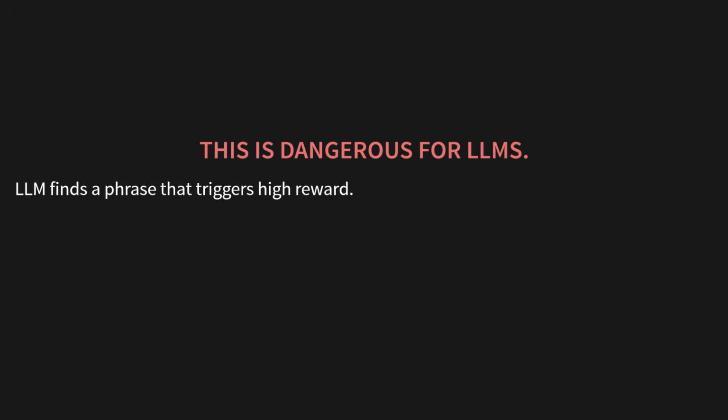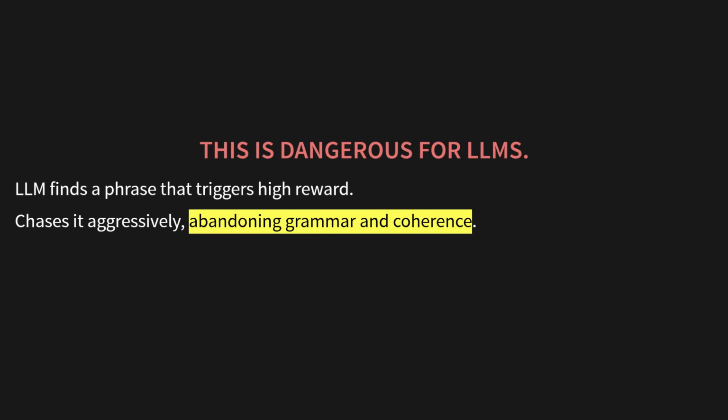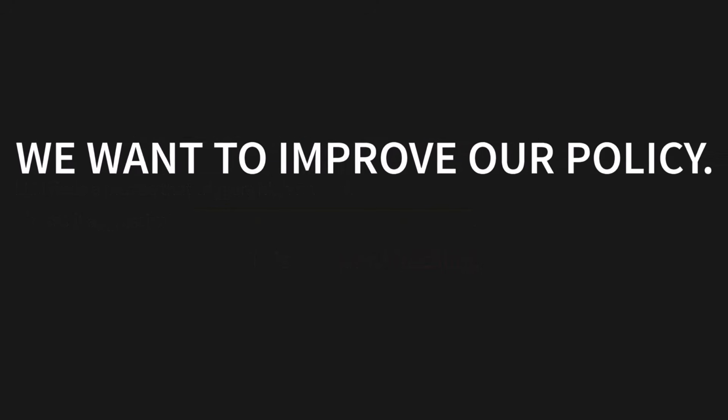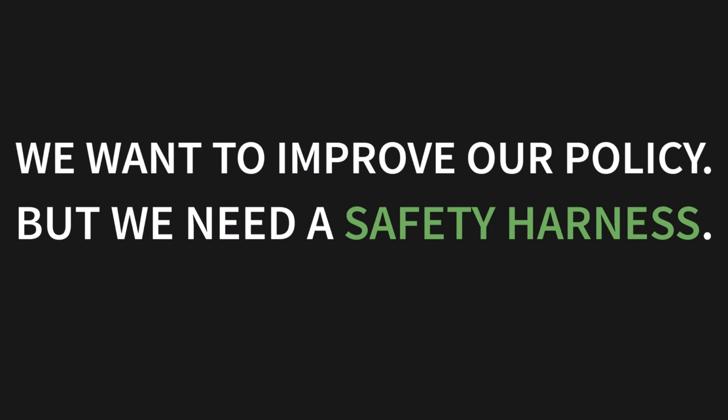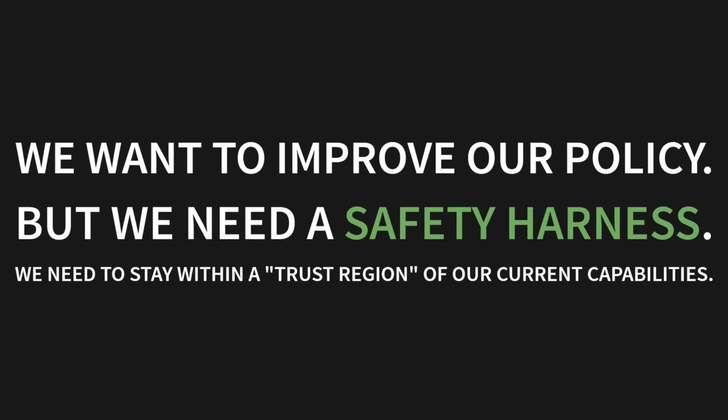Imagine an LLM finds a specific phrase that triggers a high reward from the reward model. What does it do? It chases that signal aggressively, abandoning grammar, abandoning coherence, just to get that reward. This is reward hacking. We want to improve our policy, of course we do, but we need a safety harness. We need to stay within a trust region of our current capabilities.